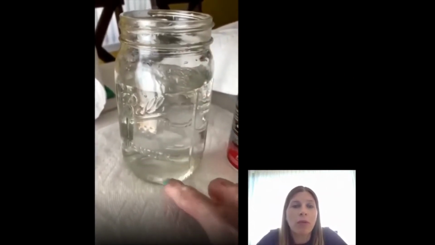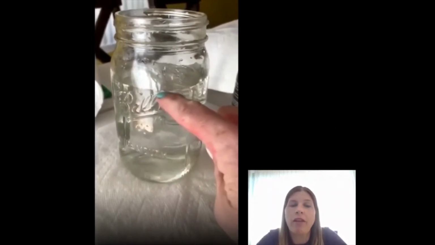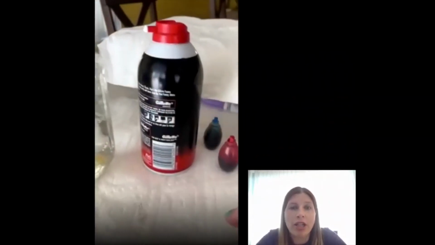Okay, super scientist, we are ready for our model. As you see, I have my materials here, my glass jar with my water filled just above the halfway line. I also have my shaving cream and my food coloring ready to go. Now, I want to make a thin layer of shaving cream on top of the water. I don't want it to be too thick or the model might not show us what we want to see, but you can always go back and try with different thickness.